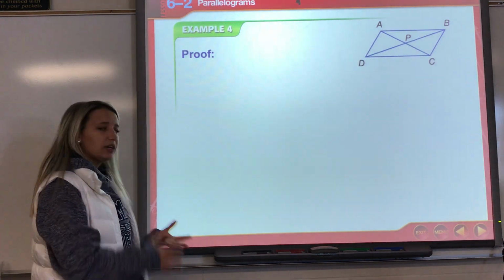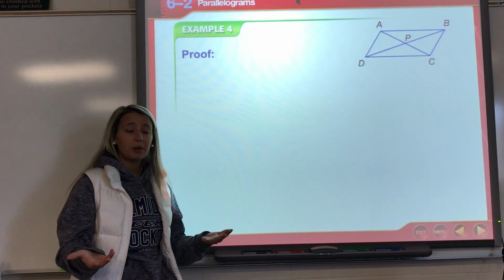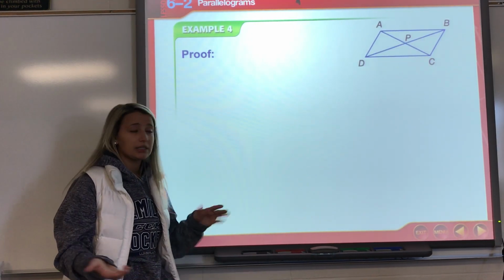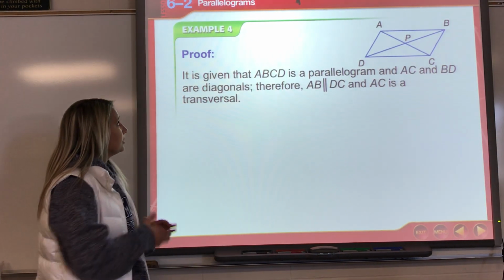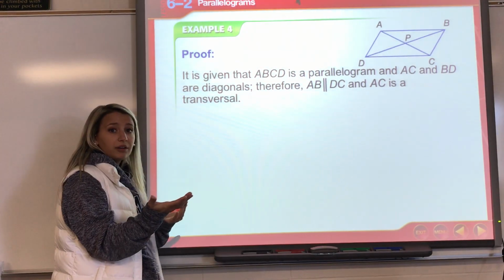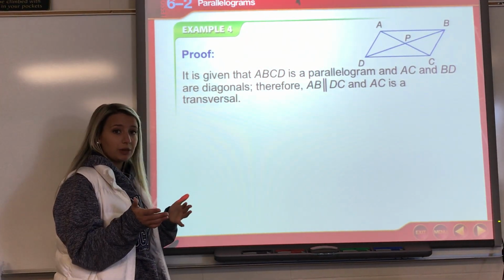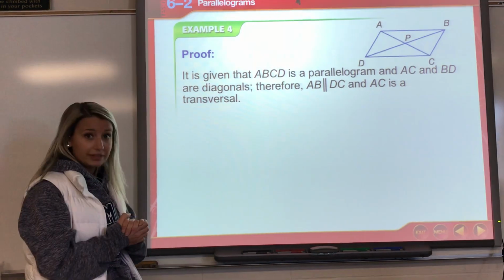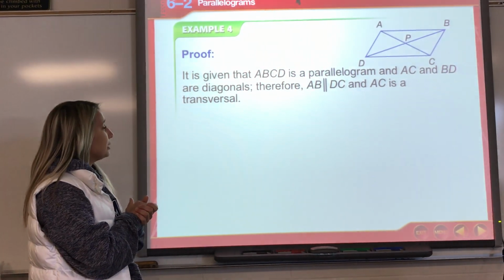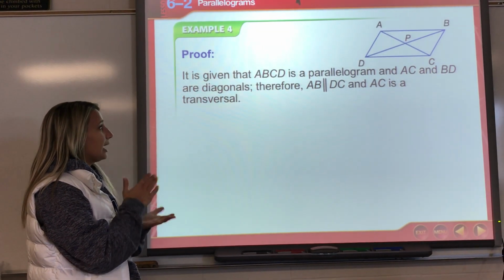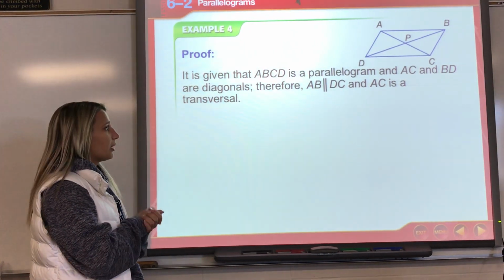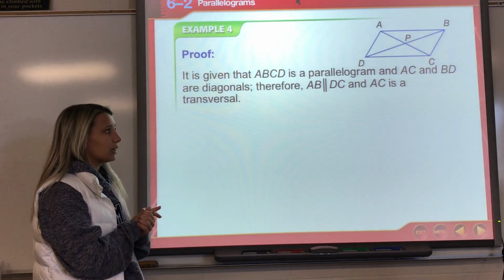Okay, so next page, here's that same diagram. The first part of any proof is always just stating what's given, so we'll go ahead and do that. It's given that it's a parallelogram, so we know that the opposite sides are parallel, by the definition. AC and BD are diagonals, therefore AB, like I said, is parallel to DC, and AC is a transversal.